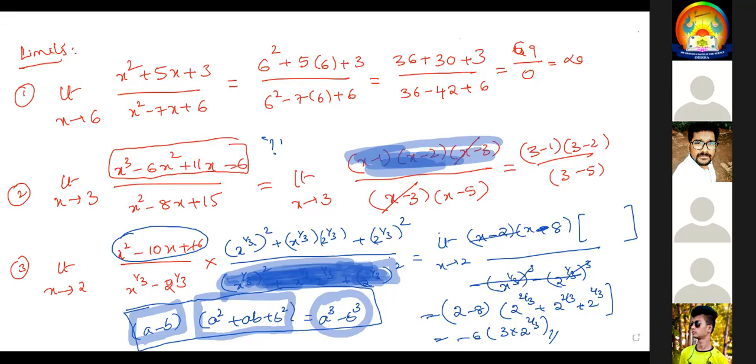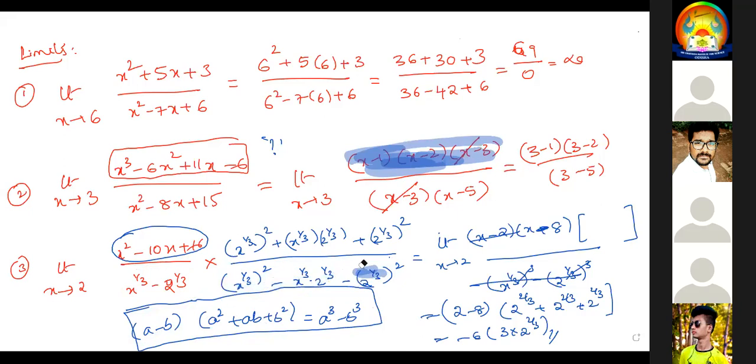So if we suppose this is a and this is b, then with this we have to multiply. A square means x power 1 by 3 whole square. And ab, I think it's a plus sign, right? It's a plus. I wrote minus.